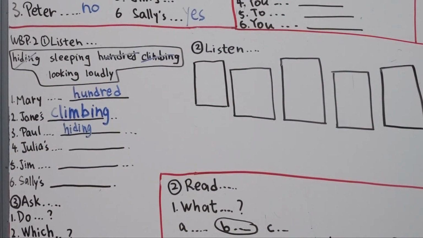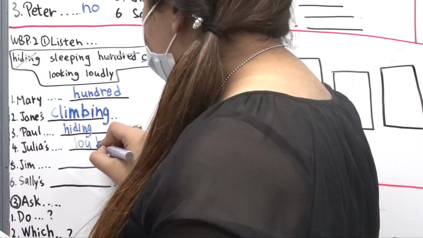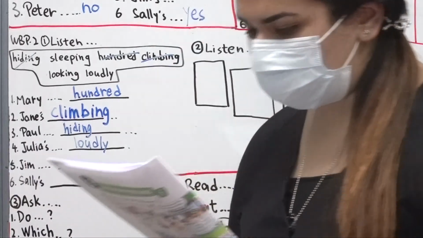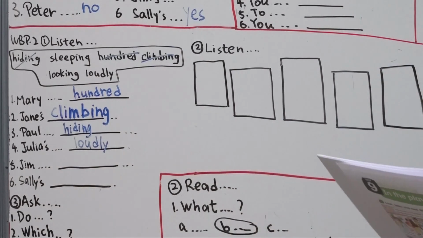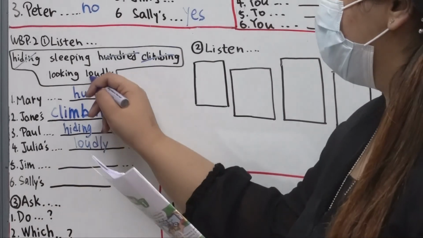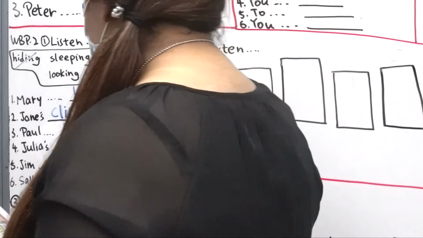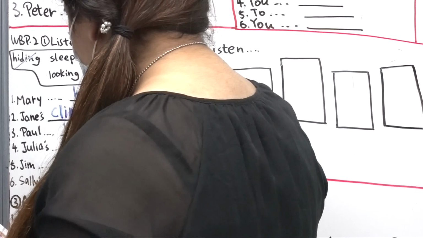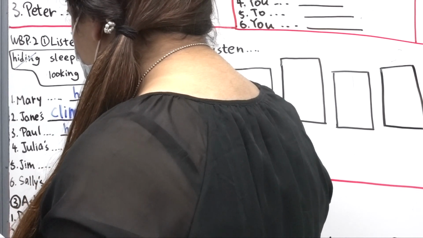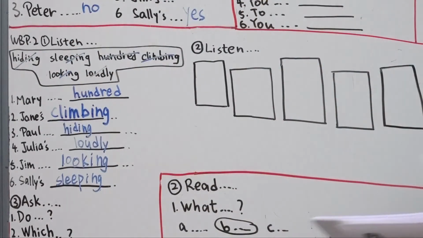Four, Julia's laughing loudly. That's the answer. Loudly. And then Jim. Number 5 is Jim, right? Jim and Mary are space for Sally. Sleeping for Sally or looking for Sally? Of course, looking for Sally, right? And then the last one, Sally's sleeping. So check your answers.